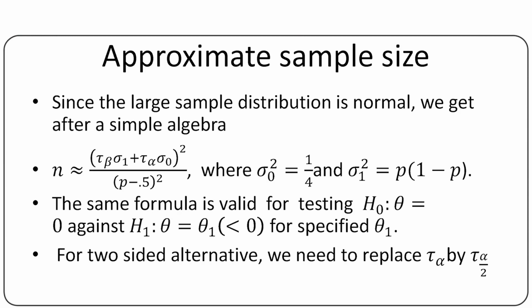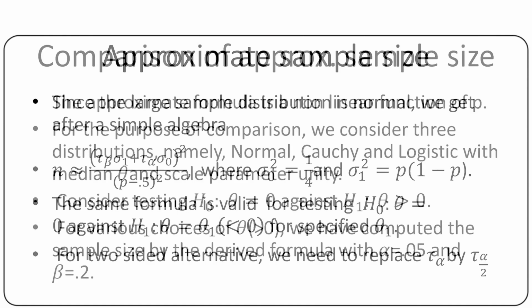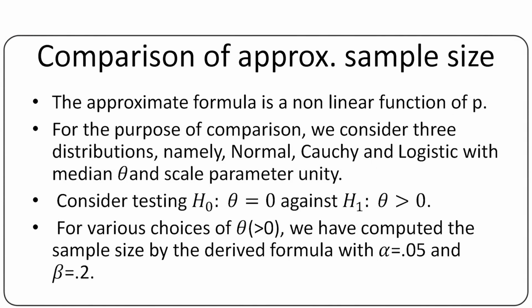For two-sided alternative, we need to replace tau alpha by 2. Thus, the approximate formula is a nonlinear function of p. Since p equal to 1 minus F of minus theta 1, we can examine the effect of different distributions on the sample size. For the purpose of comparison, we consider three distributions, namely normal, Cauchy and logistic. The median for each distribution is taken as theta and scale parameter unity.